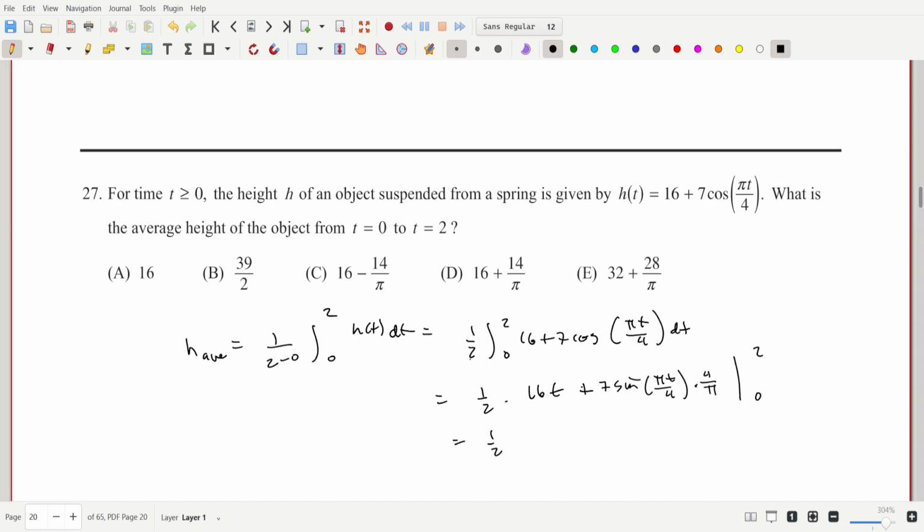Okay, and then from 0 to 2. So 1/2 is times everything, of course. When you plug in 0, luckily you do get 0 because 16 times 0 is 0, and sine of 0 is 0. So it'll be 32 plus 7 sine, well, it's going to be sine of pi over 2, right? 2 pi over 4 is pi over 2. That's 1. 7 times 4 over pi. Okay, that's going to be 1/2 times 32 plus 28 over pi, which is 16 plus 14 over pi. Looks like that one.